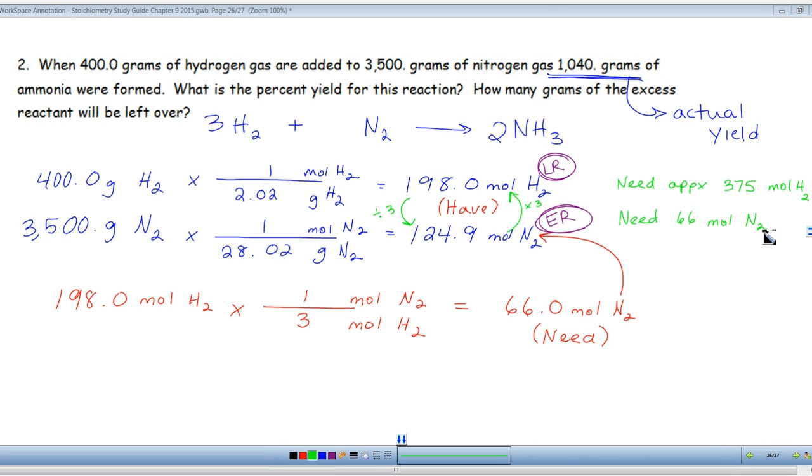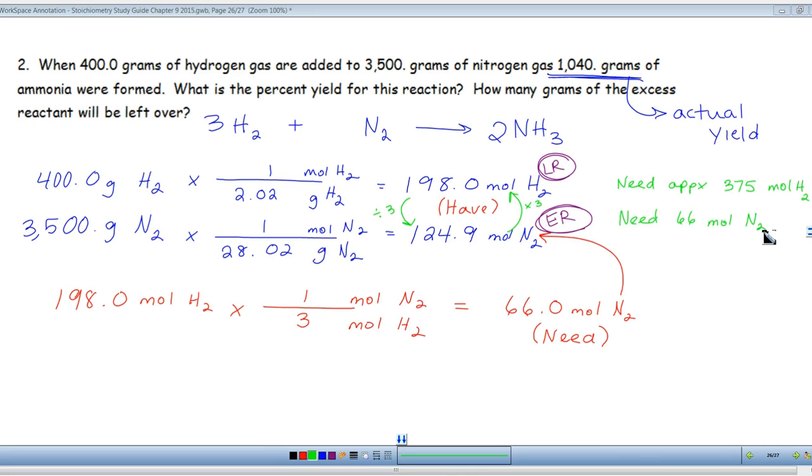When you see this on a test or quiz, it's going to say, justify your answer. What's the limiting reactant? Justify your answer. So then I know that you just didn't guess correctly. It would be fine to say that the limiting reactant is hydrogen because I need approximately 375 moles, and I don't have that. That's enough justification.